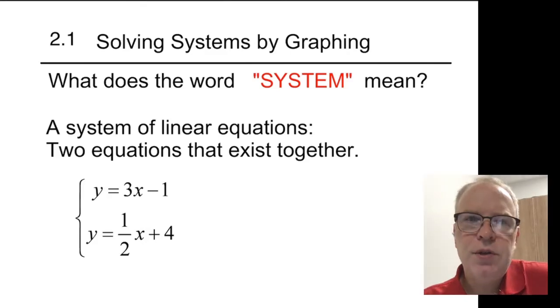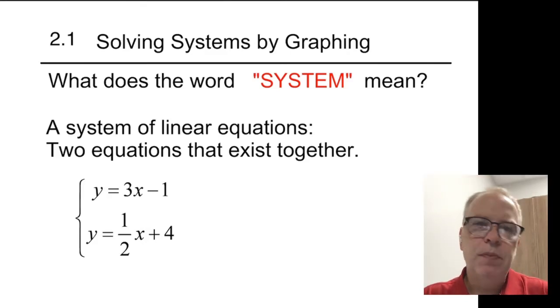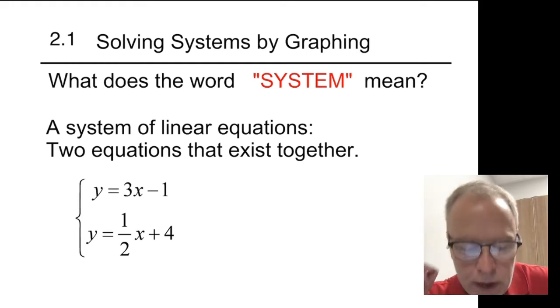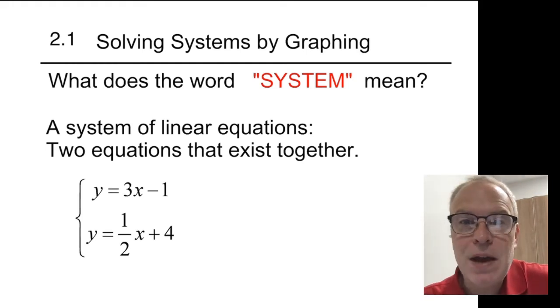And we are on to Module 2. Module 2 is all about solving systems, different kinds of systems. So the first thing here in 2.1, we're going to ask ourselves, what on earth does that word even mean?